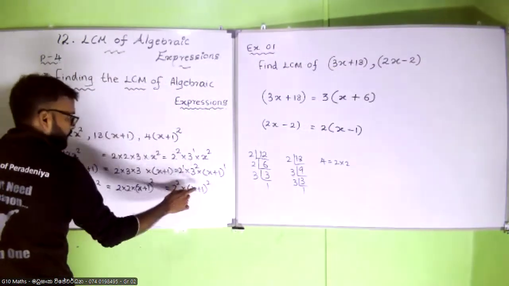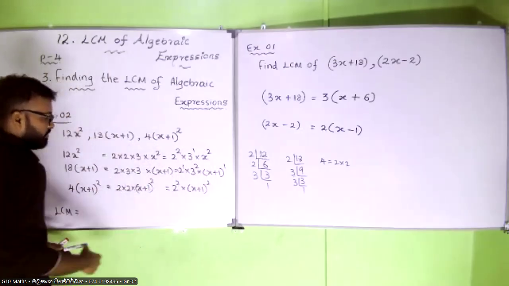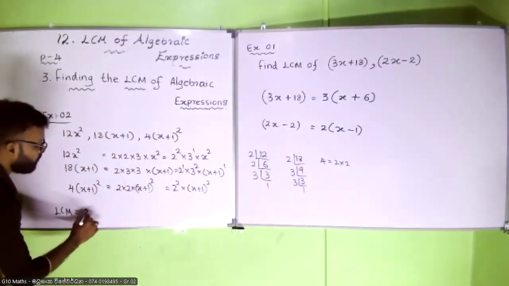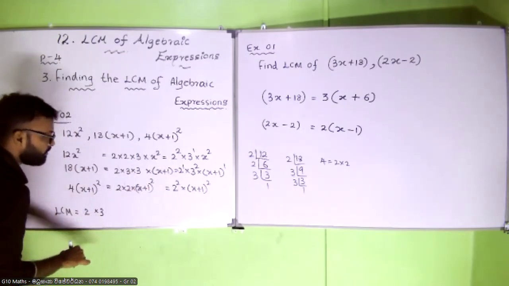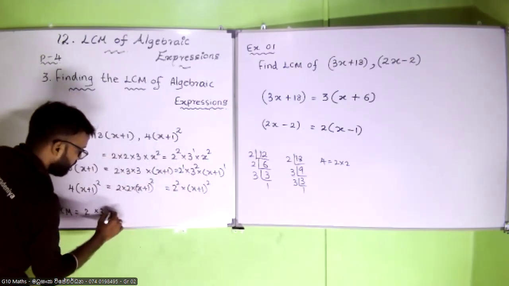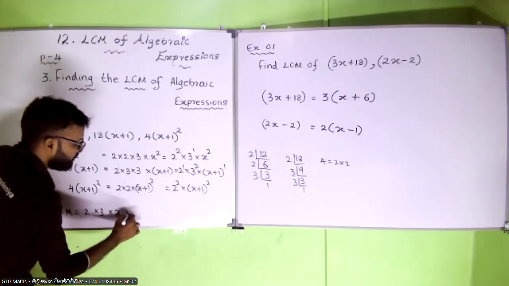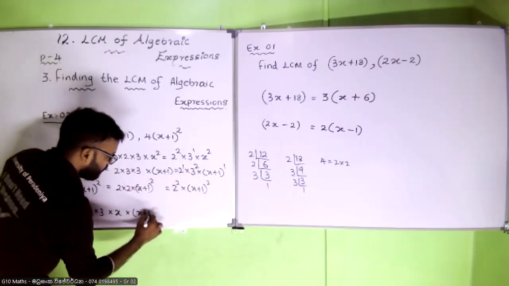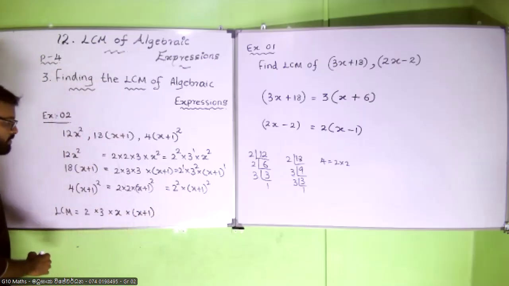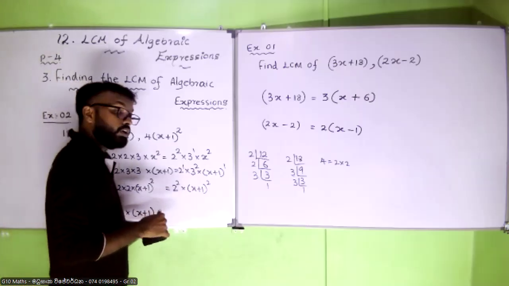2, 3, x plus 1 and x. Right? Here you have 2. Here you have multiply by 3. Right? Here you have x. Distinct factors. x plus 1, x plus 1. So x plus 1 is over now. Right? Understood? So now you need to know.